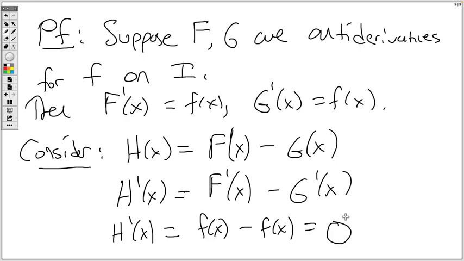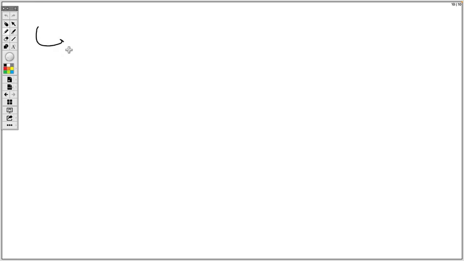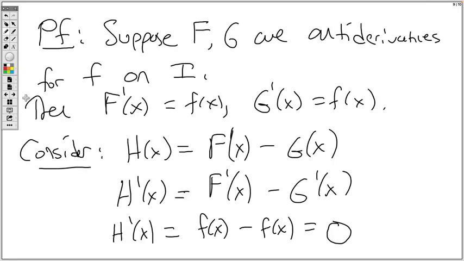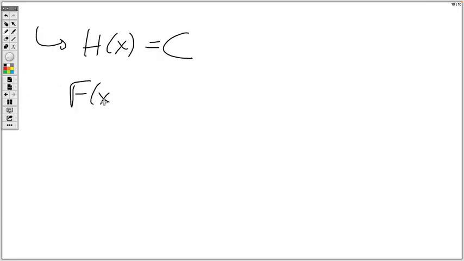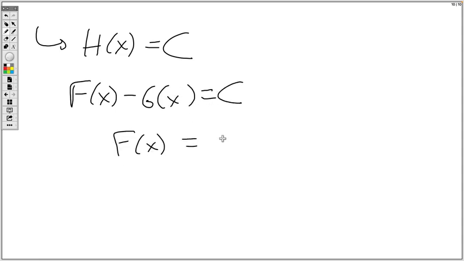And what do we know, courtesy of the mean value theorem? If you have a derivative that's always 0, that means that function is always a what? Constant. You follow? So that means capital H is a constant, which means that F minus G is a constant. And so there we have it. Make sense or not, folks? Okay?